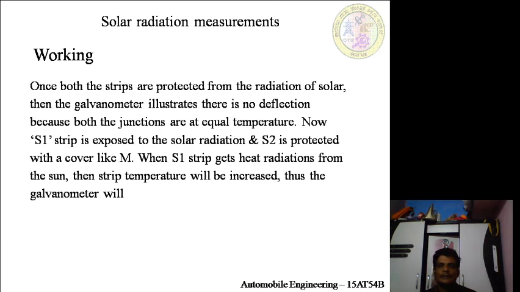Now, the working. When both the strips are protected from the solar radiation, the galvanometer shows no deflection as both the junctions are at equal temperature. Now the S1 strip is exposed to the solar radiation and S2 is protected with a cover. When the S1 strip gets heat radiation from the sun, the strip temperature increases, thus the galvanometer will show the readings on the meter. This is about the working.